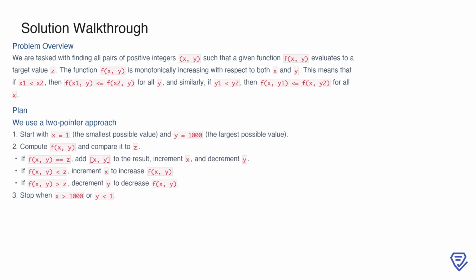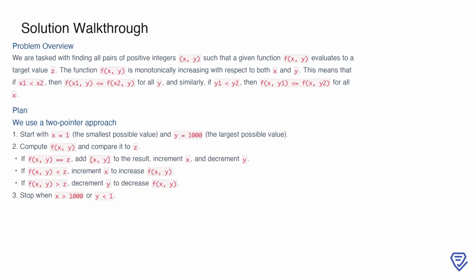To solve this problem, we need to find all pairs of positive integers, x and y, such that the function f(x, y) equals a target value z. The function f(x, y) is monotonically increasing in both x and y. This property ensures that increasing x or y will not decrease the value of the function, which is useful for implementing an efficient strategy. The plan involves using a two-pointer approach.